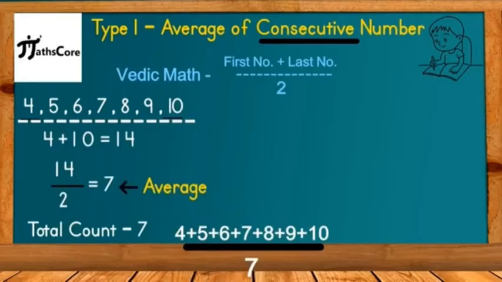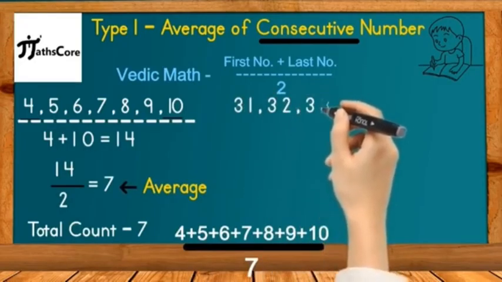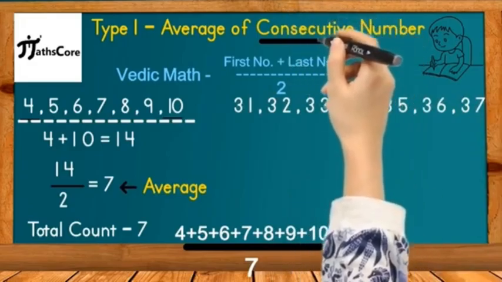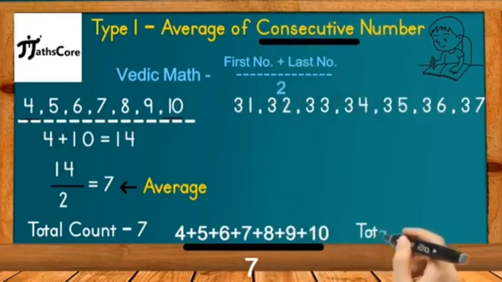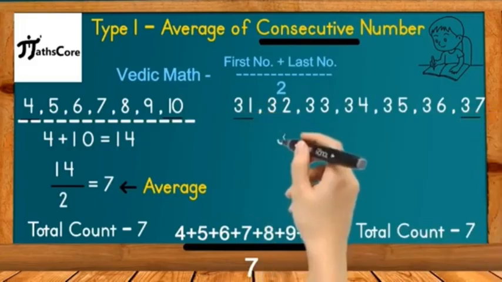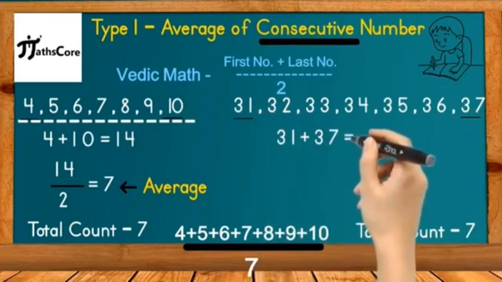Second example is 31, 32, 33, 34, 35, 36, 37. In this example also, all numbers are consecutive numbers and exactly 7 numbers are given. So, by using the Vedic math technique, we need to add the first and last number together. First number is 31 and last number is 37.